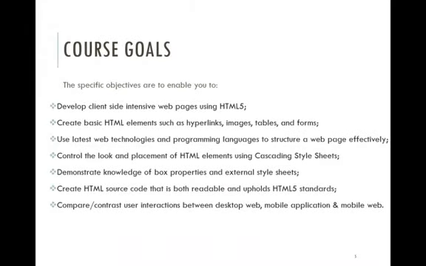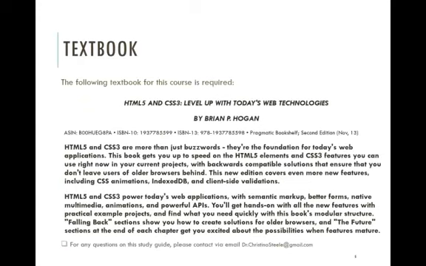The goals of this course are to make you proficient with using HTML5 to develop web pages. You'll be able to create hyperlinks, images, tables, and forms, and you'll be able to control the look and placement of your elements using cascading style sheets, or CSS. We're going to be creating source code that's going to be both readable and uphold HTML5 standards. The textbook for this course is HTML5 and CSS3: Level Up with Today's Web Technologies by Brian Hogan. All this information can also be found in your syllabus.